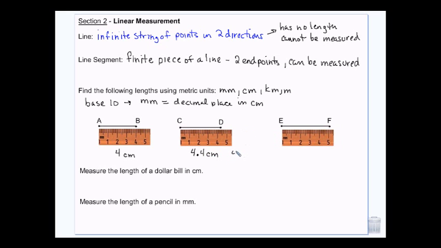Or if I wanted to measure it in millimeters, it would be 44 millimeters, because this would be 10, 20, 30, 40, and then 4 more. Metric's nice that way, that everything works out to be like the decimal places of each other. Here I've got 5 centimeters and it looks like 2 millimeters. So that would be 5.2 centimeters, or I could say 52 millimeters.